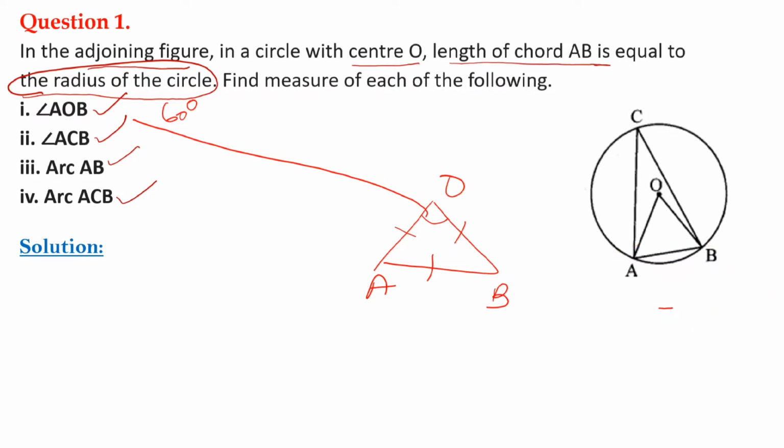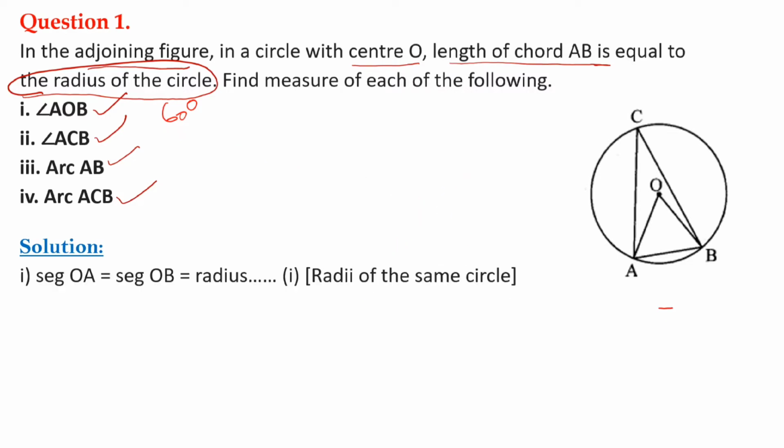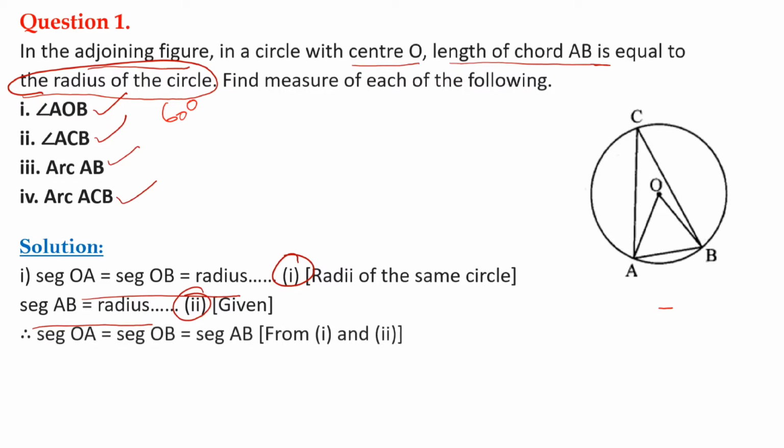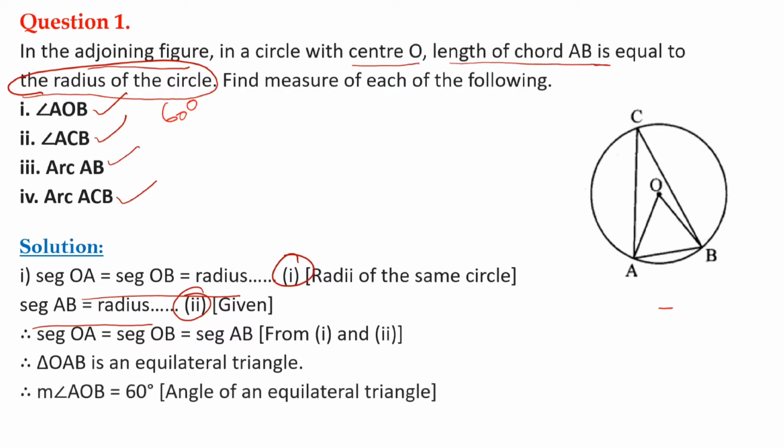So now let's see the steps for this. Seg OA equals seg OB, and both are equal to the radius. AB equals the radius of the circle. So from equations 1 and 2 we can say that AB, OA and OB will be equal. Therefore triangle AOB is an equilateral triangle, so angle AOB equals 60 degrees. Why? Because each angle of an equilateral triangle is 60 degrees. Now we will find angle ACB.